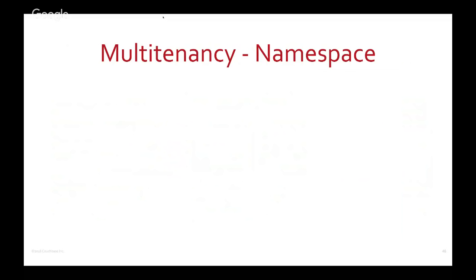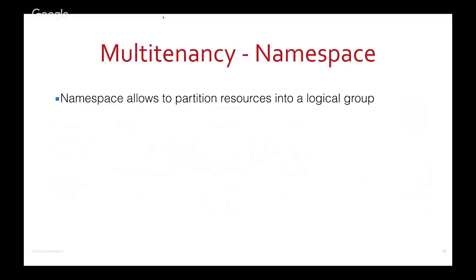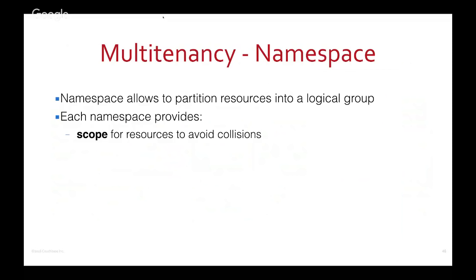Talk a little bit about multi-tenancy, actually. So Kubernetes has this concept of namespaces. Namespaces allow you to partition resources into a logical group. This way, each namespace could be given a predefined amount of memory, CPU units, and number of replication controllers, etc. that can be fired up. So if you have a much bigger Kubernetes cluster with a vast amount of resources, then you can create namespaces where multiple teams can then deploy applications within that namespace. Each namespace essentially provides scope for resources to avoid collisions.